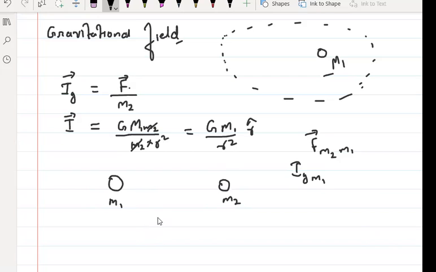Now, when we talk about gravitational field, I can say that gravitational field is basically the field created by mass M1. I'm just showing it like this. And because of this, the force is exerted on mass M2. Can you feel like this? Tell me, yes or no?